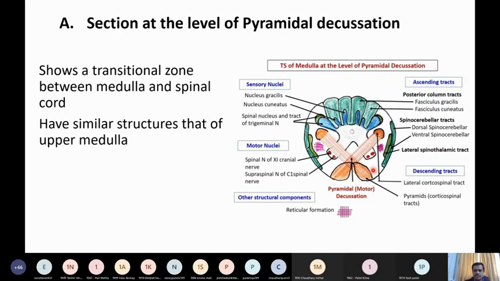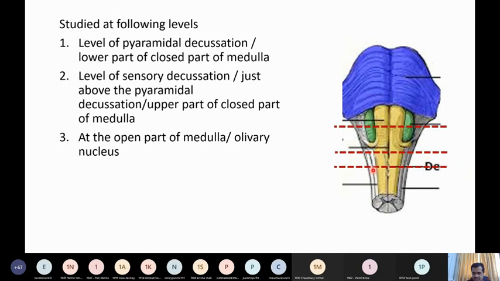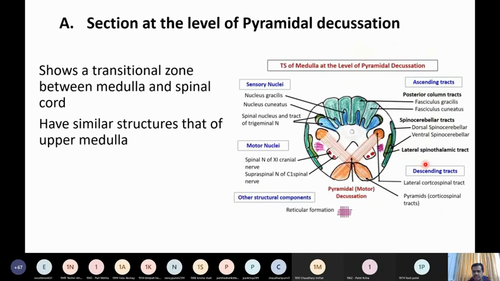Now we'll see the individual area. All the 3 sections we'll be studying now. First one, section at the level of the pyramidal decussation, that is this level. If you cut the medulla oblongata transversely at the pyramidal decussation, the section appears like this. Clear? So it shows a transitional zone between the medulla oblongata and spinal cord.